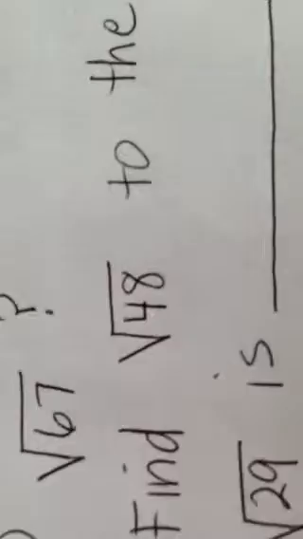Okay, number 10. Find the square root of 48 to the nearest tenth. Pause it. Okay, the square root of 48 to the nearest tenth. So I'm going to find which two whole numbers it's between. So I know it's between 36 and 49.